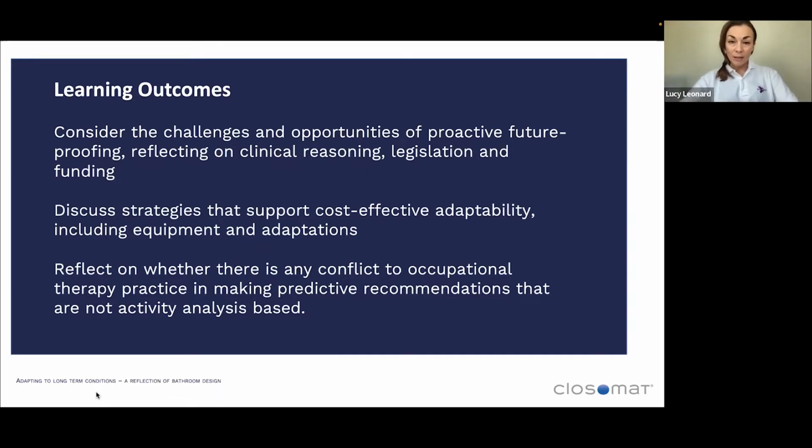I've got about 30 minutes to talk to you today, so it is going to be a brief overview of the learning outcomes, but I am going to make suggestions for further reading if there are any particular topics that I cover today that you might be interested in.